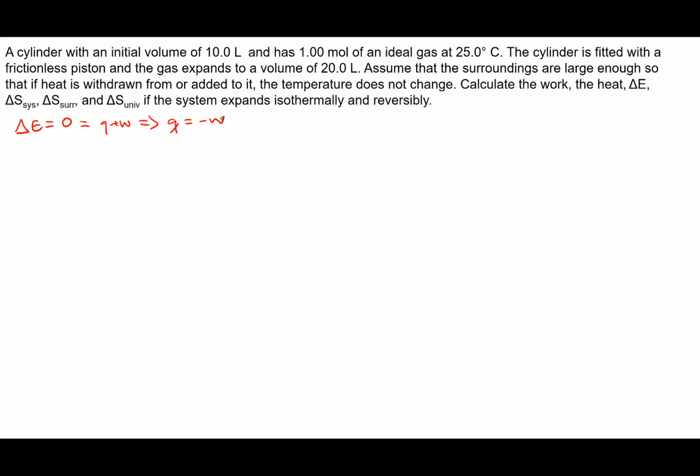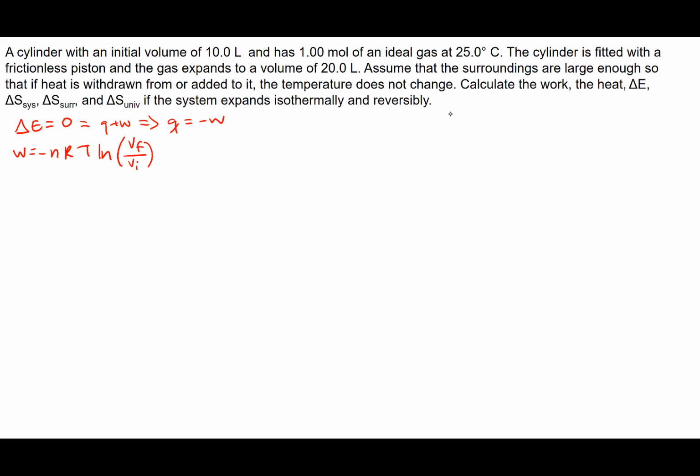So the way to approach this problem is we can simply calculate work. Because there's not going to be a change in temperature, you're not going to be using any of the heat capacity equations. For work in an isothermal and reversible problem, what you're going to be using is the equation negative nRT times the natural log of the final volume over the initial volume.